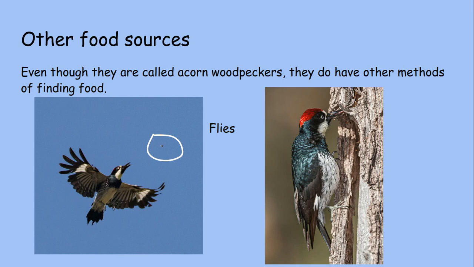And another thing that they eat, I don't know if you guys are going to get this one, is called sap. Sap is a liquid inside the tree. It's almost like the tree's blood. That is the sap. And the woodpecker can make a little cut in the tree and drink the sap, which has a lot of energy and nutrients in it for the woodpecker. So we've got flies and we've got sap and we've got, of course, acorns from the oak tree.